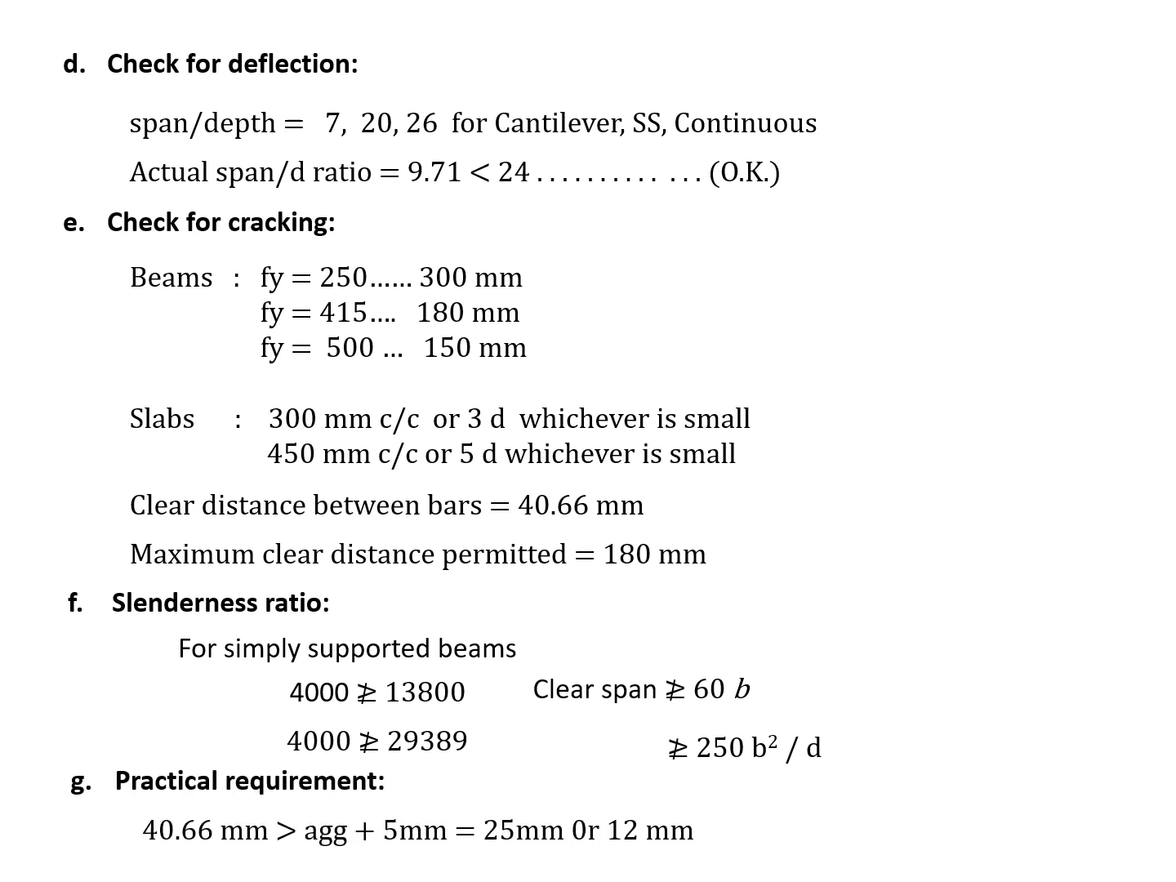Now practical requirement is, see, the distance between two bars is 40.66, right? And the actual requirement is 25 mm, okay, or at least 12 mm. See, no, this is aggregate plus 5 mm. Okay, so aggregate plus 5 mm. So I would say roughly the distance between two bars must be more than 25 mm, because then only concrete will flow.